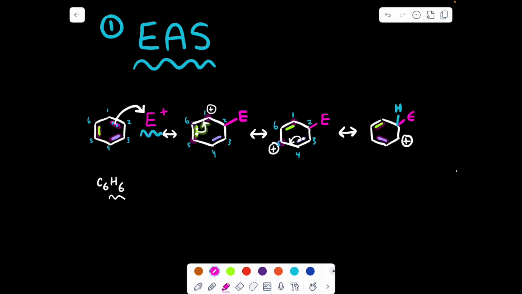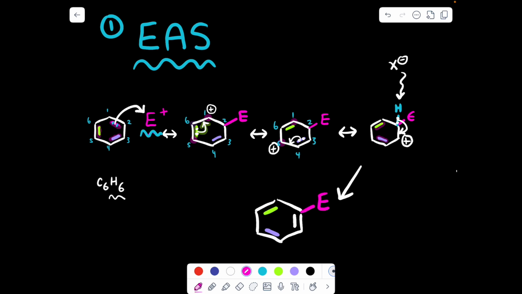Let's draw the elimination arrows. So something in the reaction comes in, doesn't matter what, some X minus, some basic thing. 2 in, 2 over. We get our final product of the EAS mechanism. Redraw in my green and my purple pi bonds. And finally, you get that 3rd pi bond. And you still have the bond to the E group.